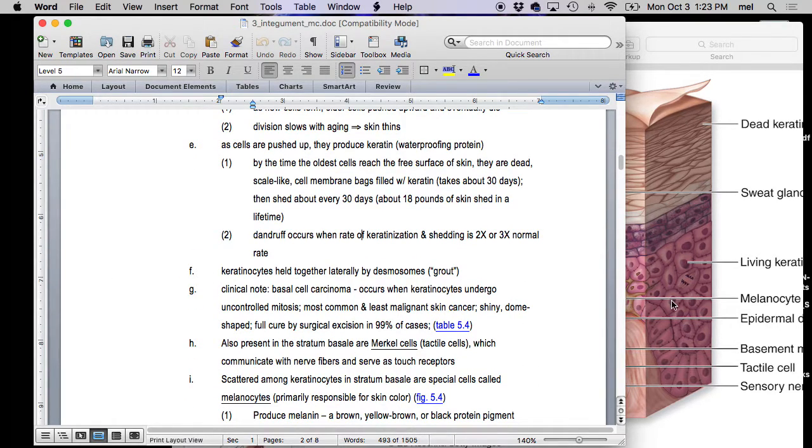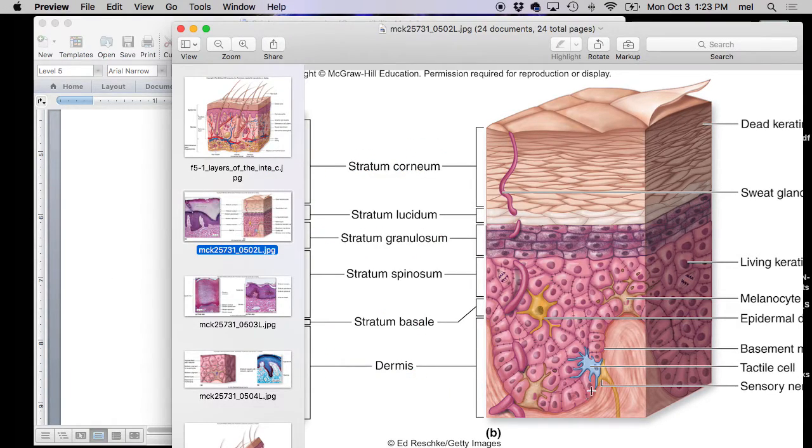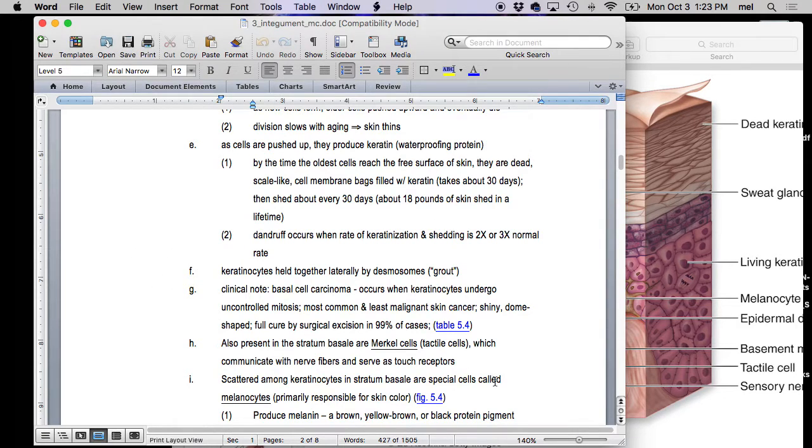Okay, so the keratinocytes, as I mentioned, are held together laterally by desmosomes. And that means that as they move to the surface, because they have desmosomes all connecting them, you don't usually slough them off in individual cells. So you can actually scratch your skin, and you can see skin cells sloughing off, but you can't see an individual cell. What you're actually seeing is a collection of hundreds of skin cells that didn't all let go of each other.